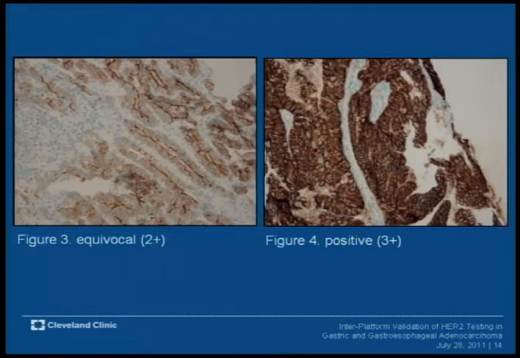In figure 3, the equivocal is 2+, and you can tell it's a 2+ because you can see the staining very clearly. However, it's still weak to moderate in terms of membranous reactivity. In figure 4, this is definitely a positive staining result because it's very strong, complete membranous staining.